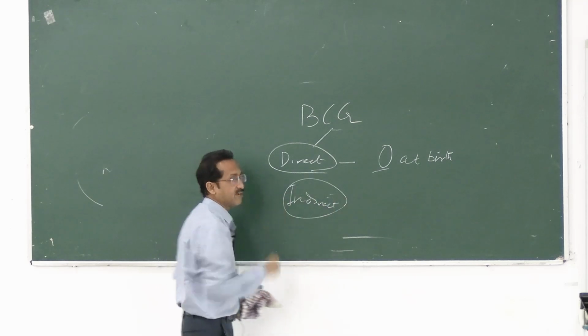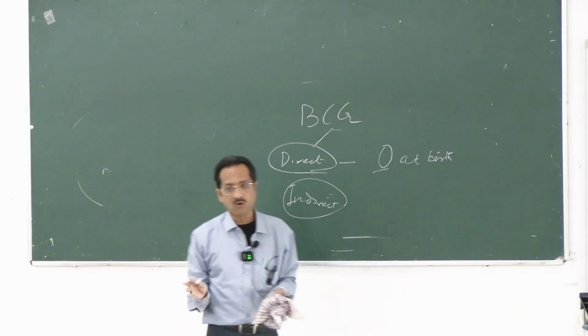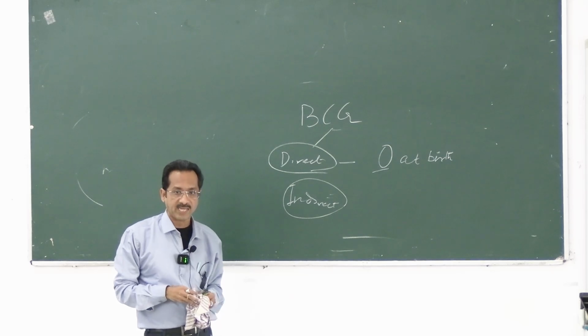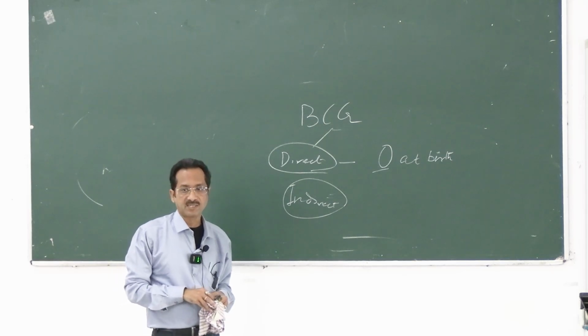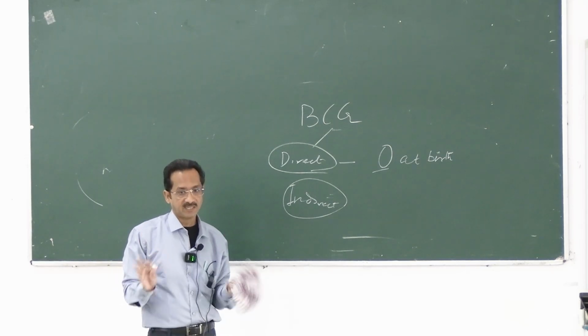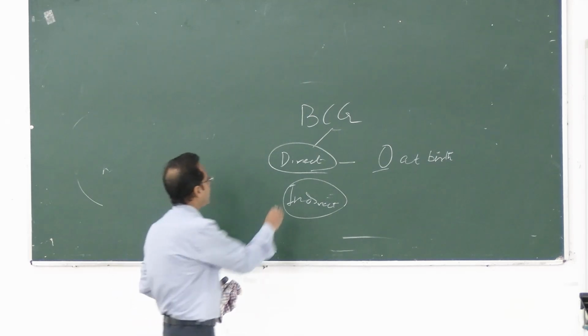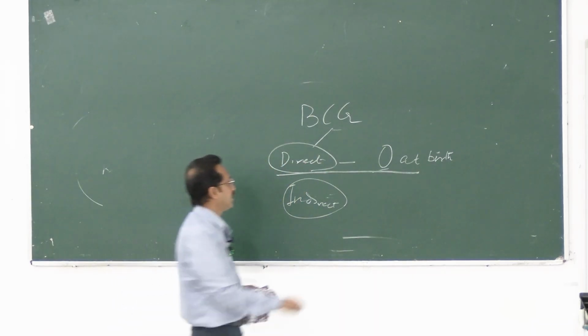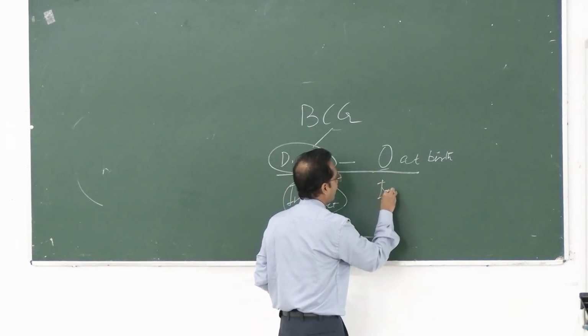Indirect is for other developed countries, where TB prevalence is low; BCG vaccination is given after 1 year of age and after doing the Mantoux test. If Mantoux is negative, BCG vaccination is given. But in our case, it is given as a 0 dose, or at birth, intradermal.